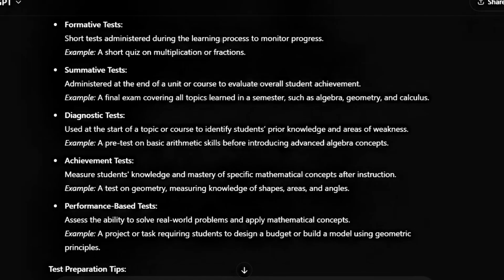Achievement tests measure students' knowledge and mastery of specific mathematical concepts after instruction. Example, a test on geometry, measuring knowledge of shapes, areas, and angles. Performance-based tests assess the ability to solve real-world problems and apply mathematical concepts. Example, a project or task requiring students to design a budget or build a model using geometric principles.